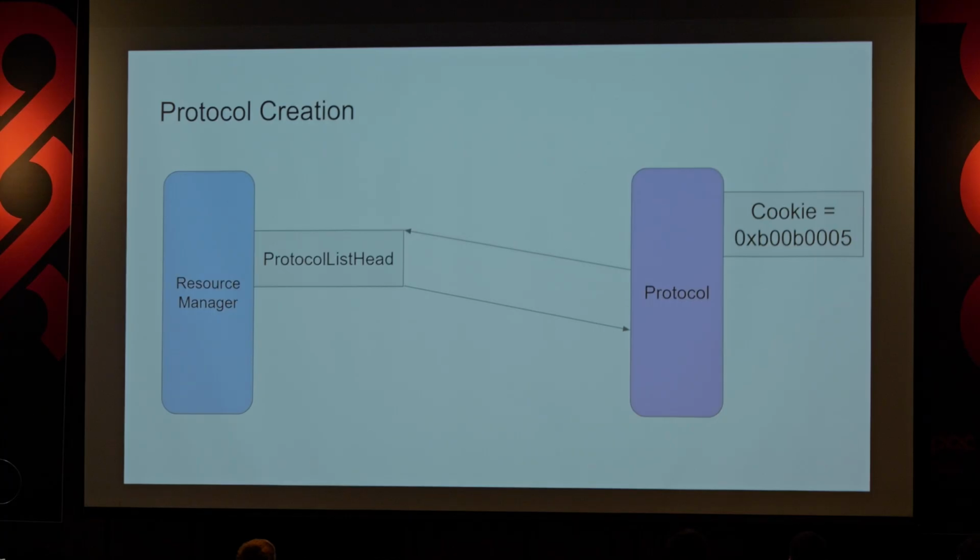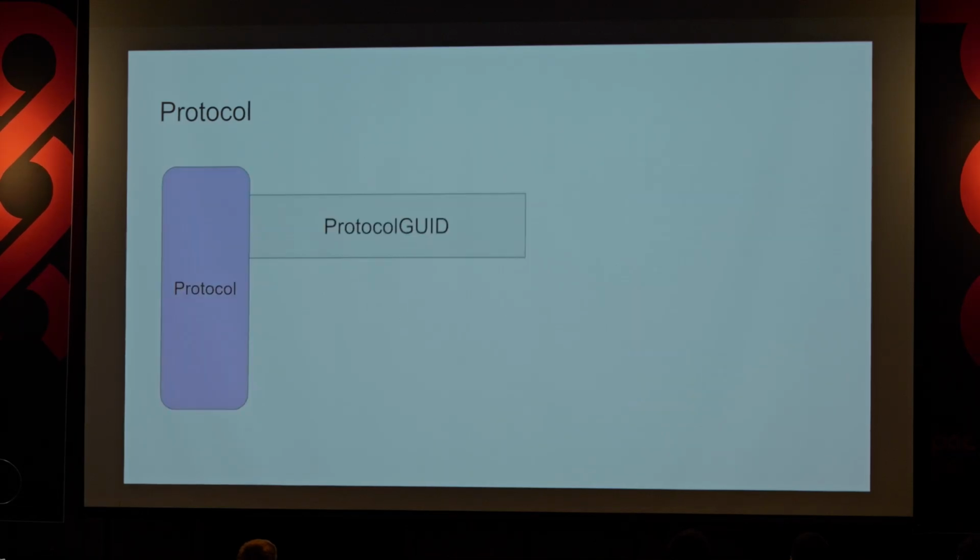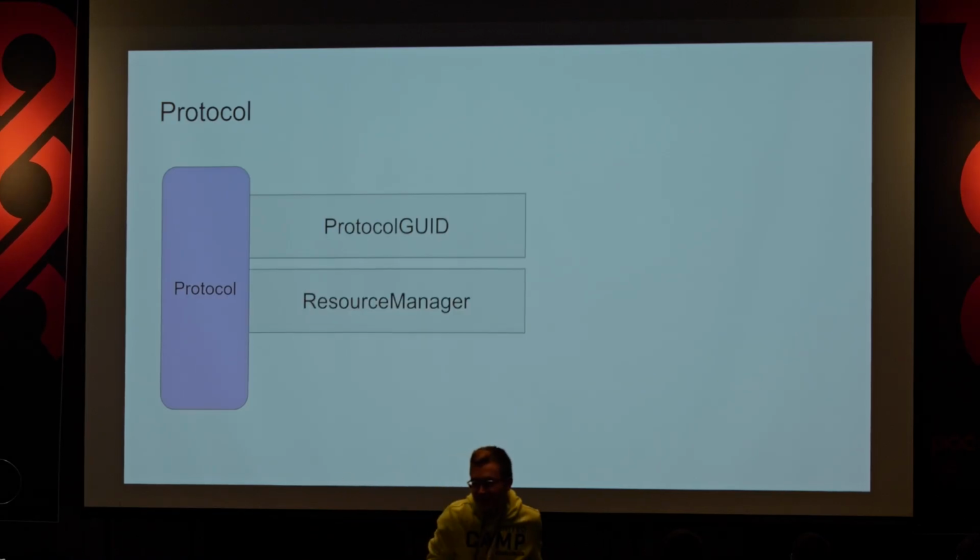Importantly, when we free the resource manager, all entries in the protocol list head linked list are freed as well. Now, there are only two important fields in a protocol object. The first is the protocol GUID field. This is just a unique identifier for each protocol, so no two protocols should ever have the same protocol GUID. And the next important field is the resource manager field. This is just a pointer to the resource manager that registered the protocol.